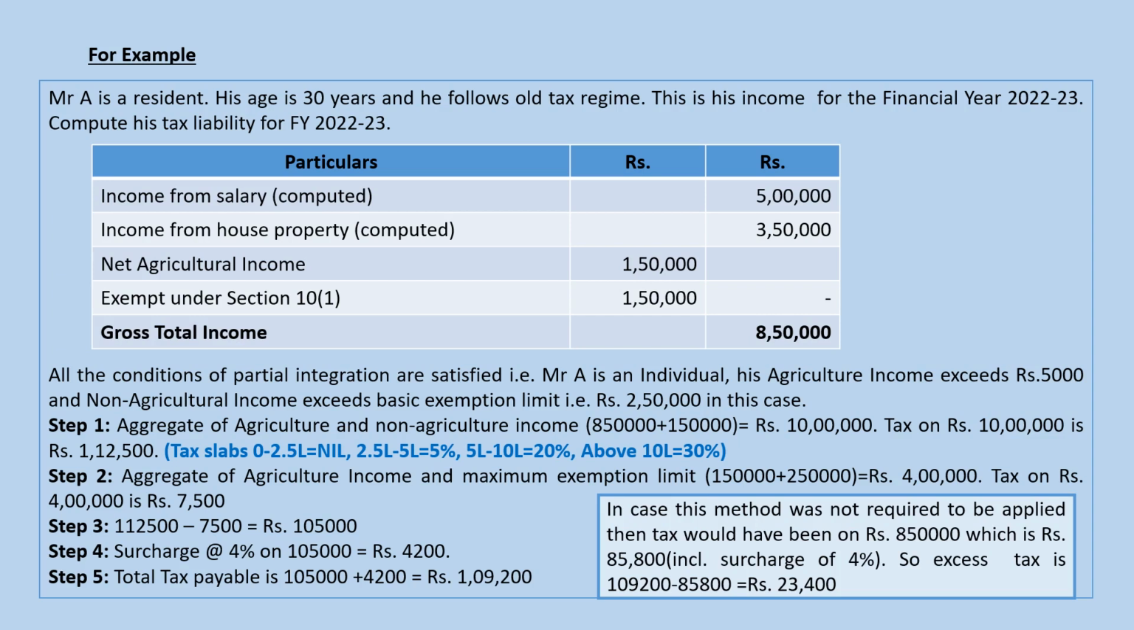In case this method was not required to be applied, then tax would have been calculated on 8,50,000 as per the tax slabs mentioned, and if you add a surcharge, the tax liability comes to 85,800, which is less than the tax liability computed by partial integration by 23,400. But the partial integration method has to be followed. So you have to follow the partial integration method and your tax liability will come to 1,09,200.